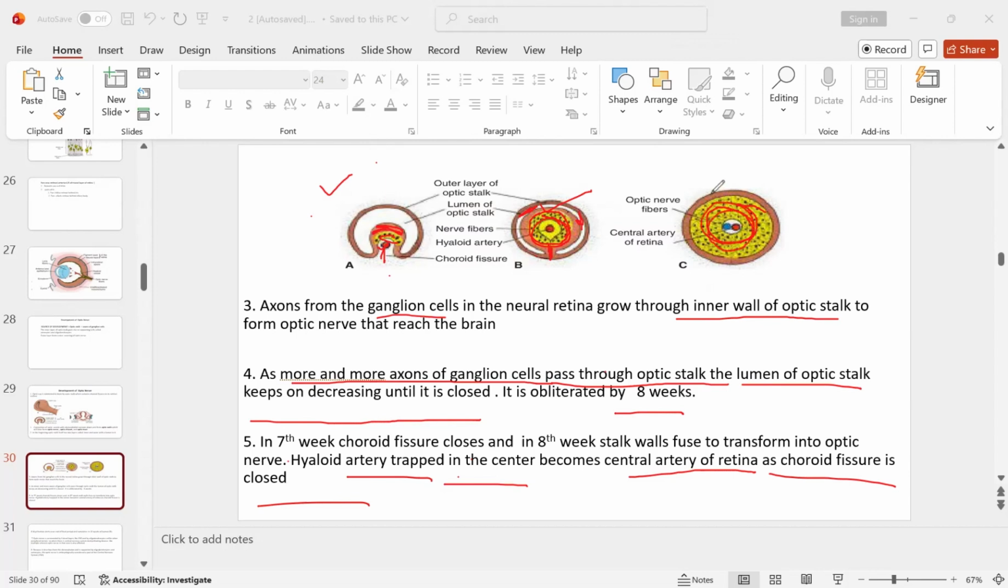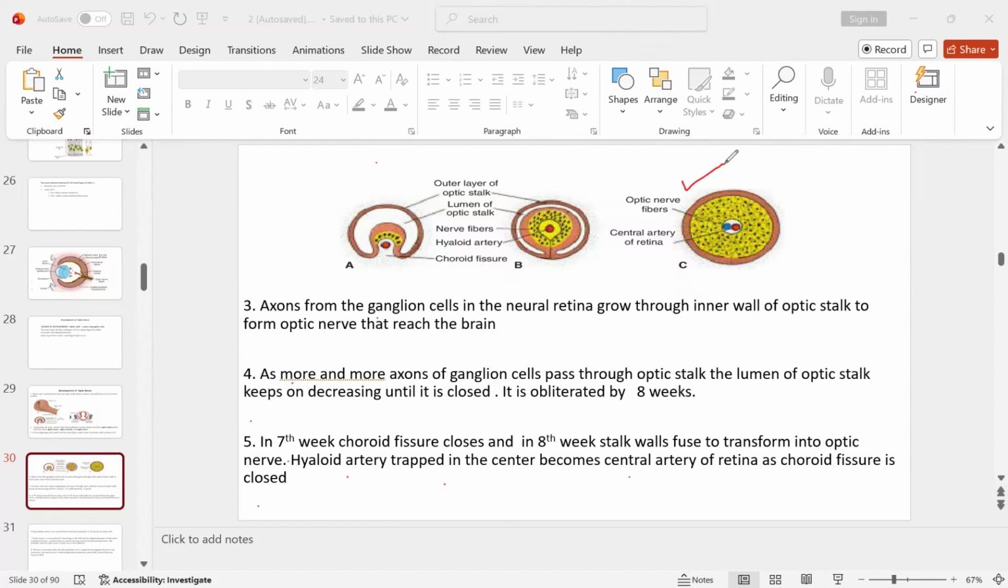As you can see in this diagram, a large amount of ganglion cell axons are passing through the inner wall of the optic stalk, and this excessive growth is obliterating the cavity or the lumen between the inner and the outer layer of the optic stalk. So by the 8th week, the inner and the outer layer of the optic stalk are attached to each other, and there is no space left between the two layers. And that's the final step in the development of the optic nerve.